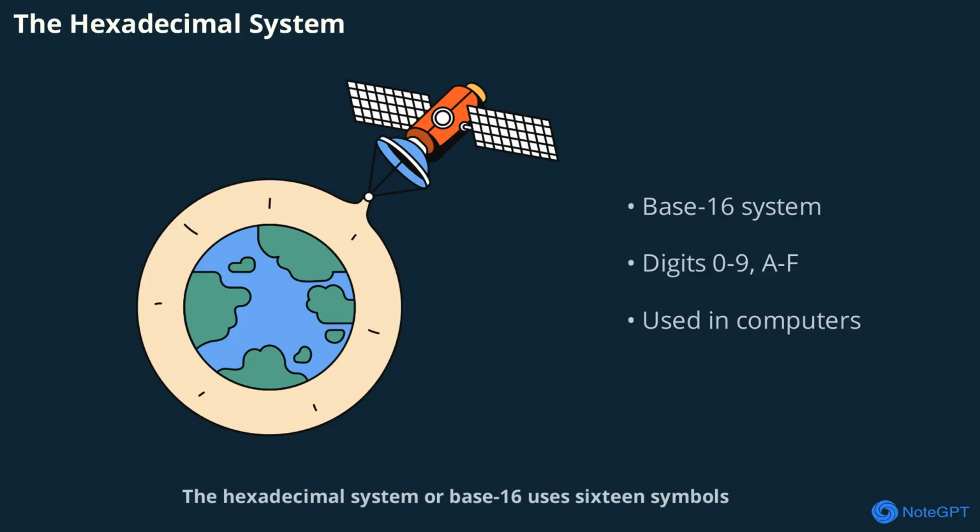The hexadecimal system, or base 16, uses 16 symbols: 0 to 9, and the letters A to F. Hexadecimal is widely used in computer science because it's easy to convert between binary and hexadecimal.